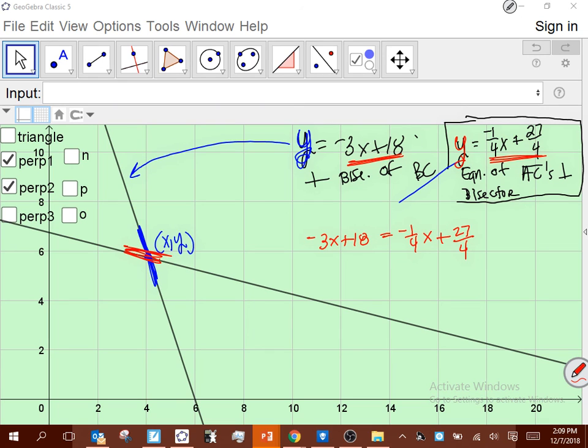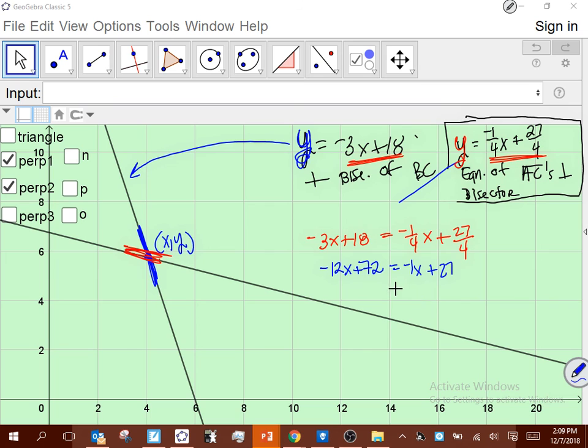Fractions, right? What do I need to multiply everything by to rid this equation of fractions? 4. So I'll multiply negative 3 by 4, so it gives me negative 12x. I'll multiply 18 by 4. What's 18 times 4? What's 18 times 2? That's how I did it in my head. 72. So 18 times 4 is 72, minus then negative 1x, plus then 27, right? Over here this is going to 1x and plus 27, which is the purpose of multiplying by 4.